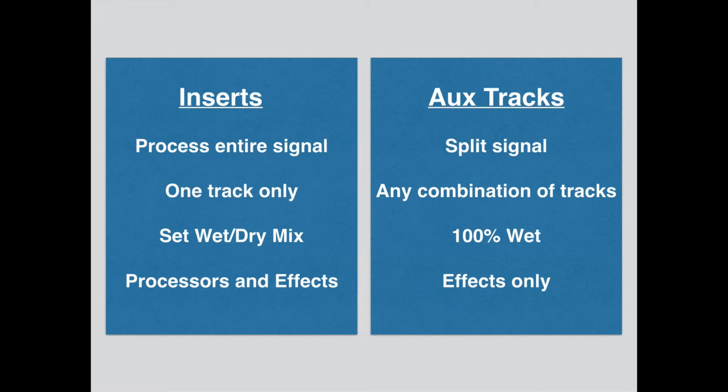And if you're using an effect, you want to set the wet-dry mix, because that's how you control the volume of the effect. Now, on an auxiliary track, we're splitting the signal, and we'll send part of the signal from the main track to the auxiliary track. The auxiliary track will process only the amount of signal that is sent to it, and then the dry signal will still remain on the main track. The other thing is that you can combine tracks, so you can send signals from multiple tracks to one auxiliary track, and it will mix it there.